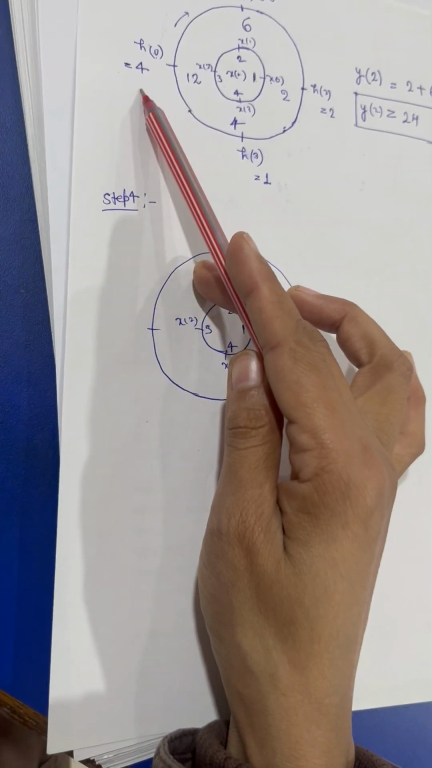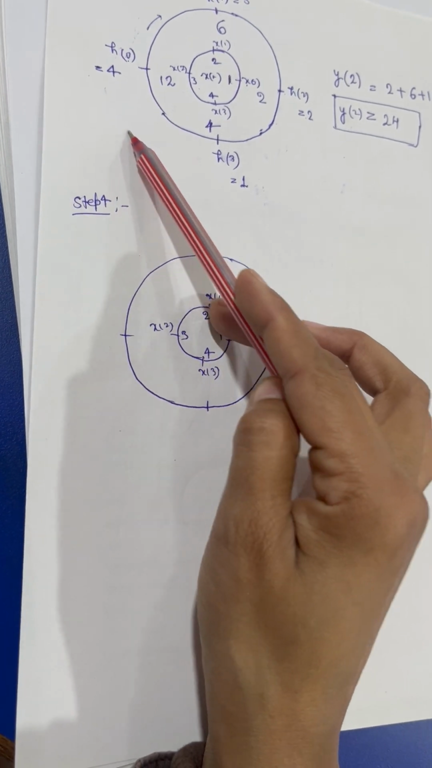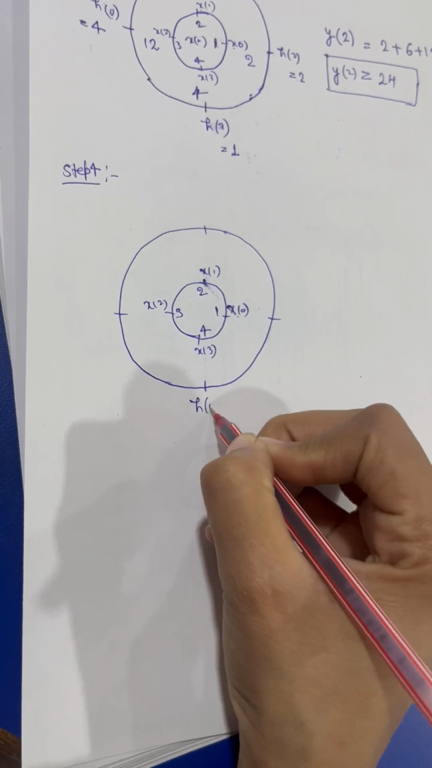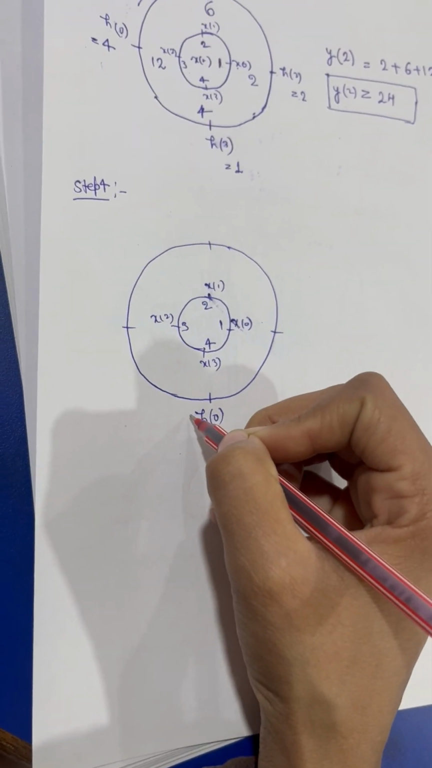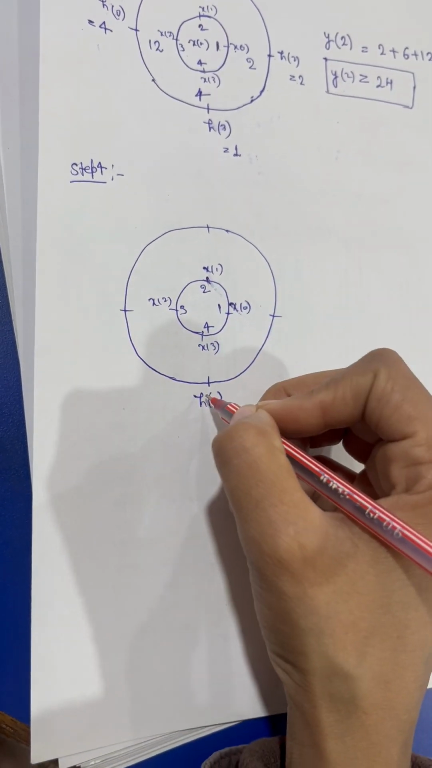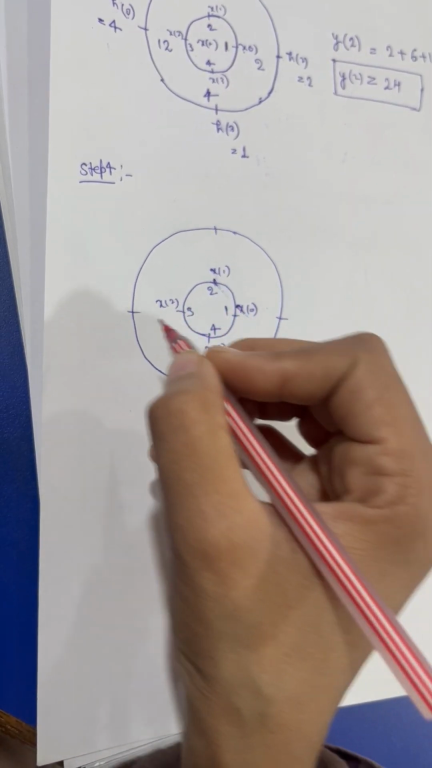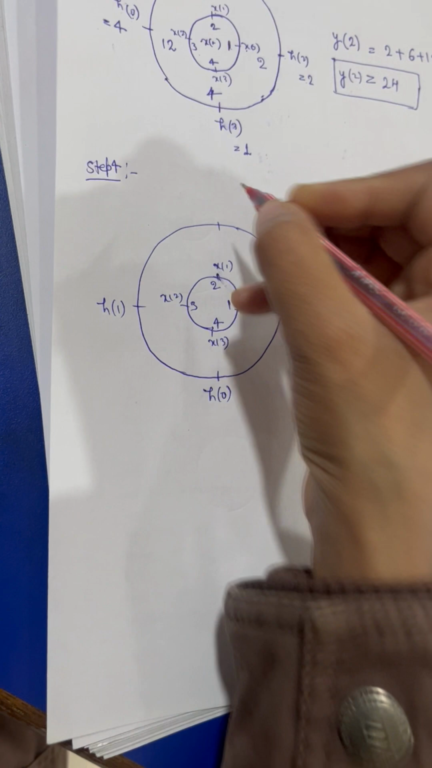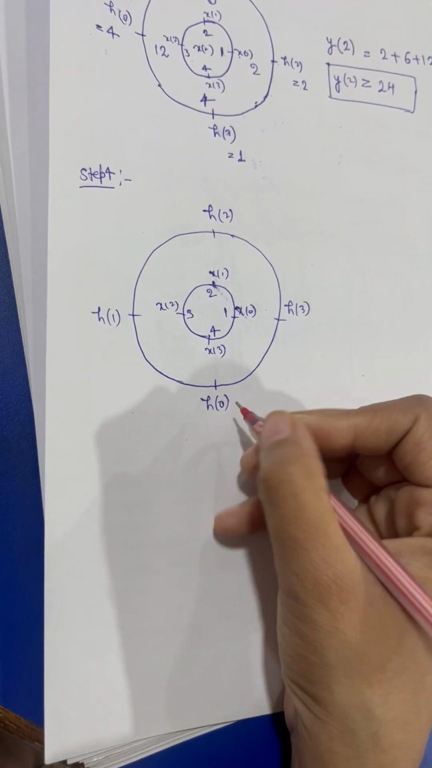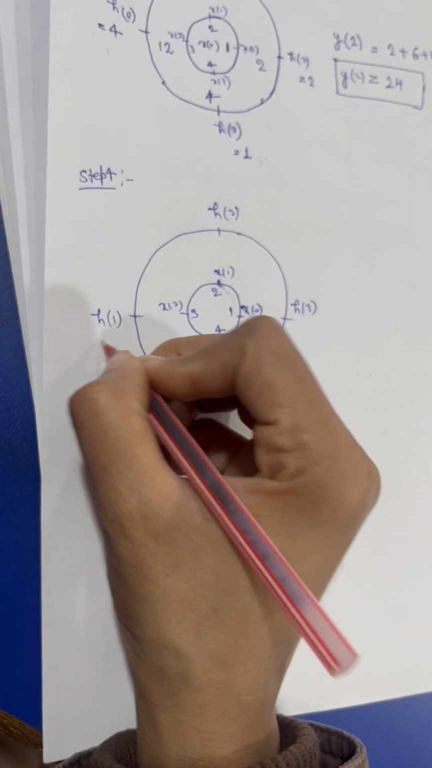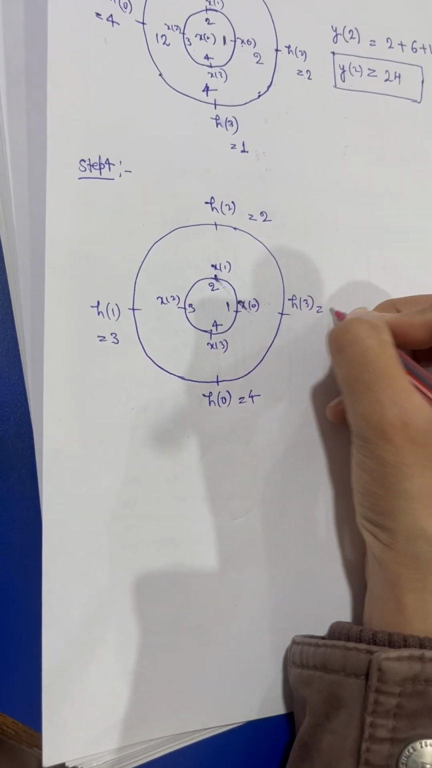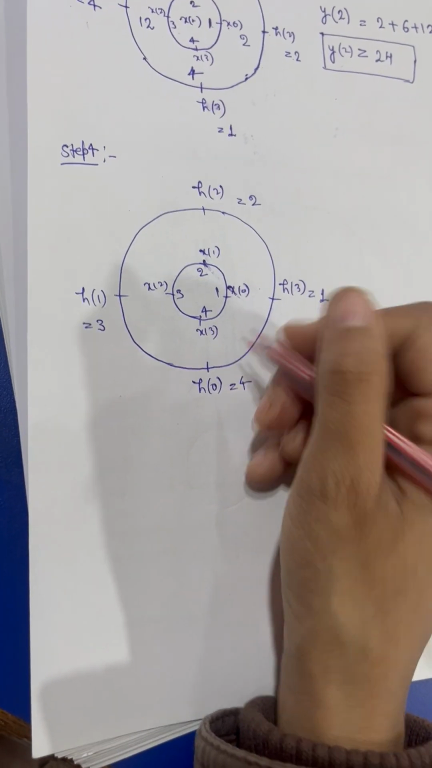Now in the fourth step, h0 is again shifted in anti-clockwise direction. So in place of h3 we write h0. Now continue with the clockwise direction: after h0 we write h1, h2, h3. Putting the values as given in the question, h0 is 4, h1 is 3, h2 is 2 and h3 is 1.